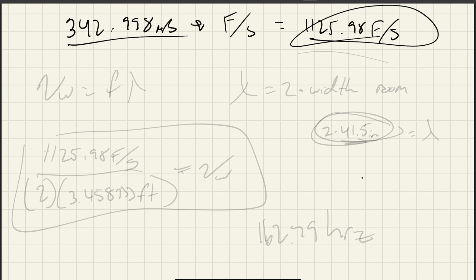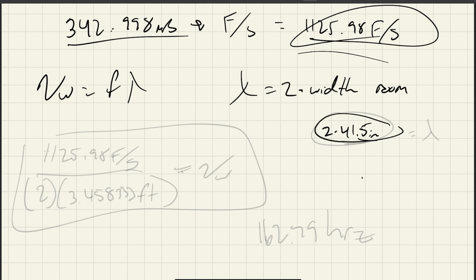we're going to convert that over here into feet per second, which turns out to be 1,125 feet per second. And then we plug that into our equation here, which is speed of sound equals frequency times wavelength. Wavelength in this case is just wavelength equals 2 times the width of the room. So 2 times our width of the room, which was 41.5 inches. Now we're in inches here. We need to be in feet. So if we convert that and then plug this in for wavelength, we can find what we need.